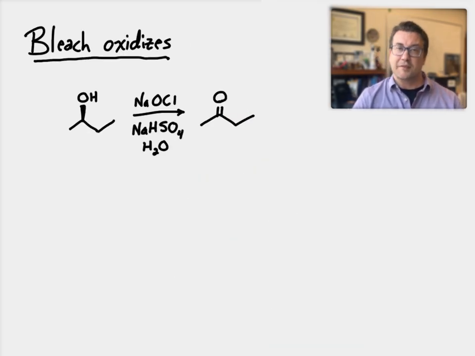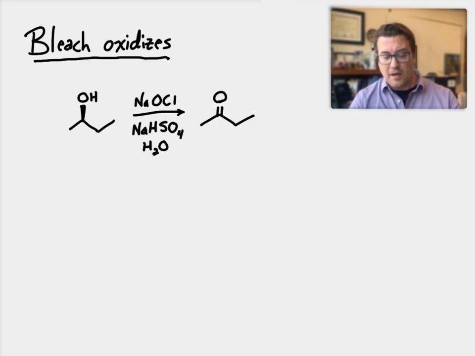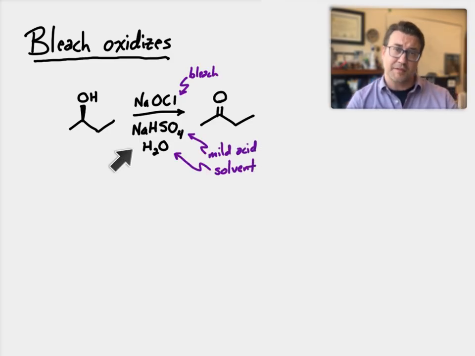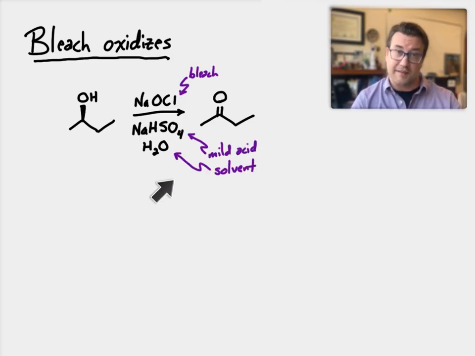Let's look at an example that you'll probably also see in lab. Bleach, like the bleach that you use for your clothing or for cleaning, can oxidize alcohols to ketones, and actually alcohols to aldehydes and acids. All these oxidations can work. Let's go for a secondary alcohol to a ketone as an example. You treat bleach with a mild acid, in this case the sodium salt of sulfuric acid, and the solvent in this case is water. So it's a very environmentally friendly, easy and safe reaction.